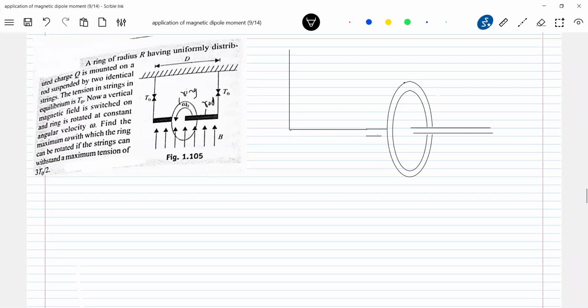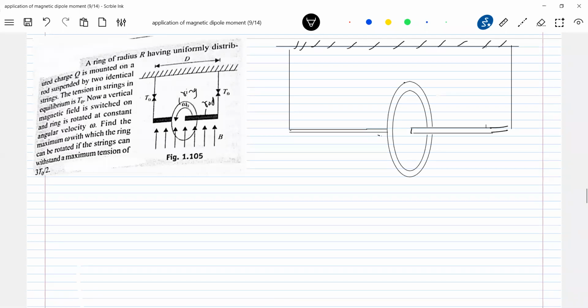This is basically a rod. Read the question. Here I am introducing some small basic ideas that we have already learned, and we have to apply them here. These are the two strings.